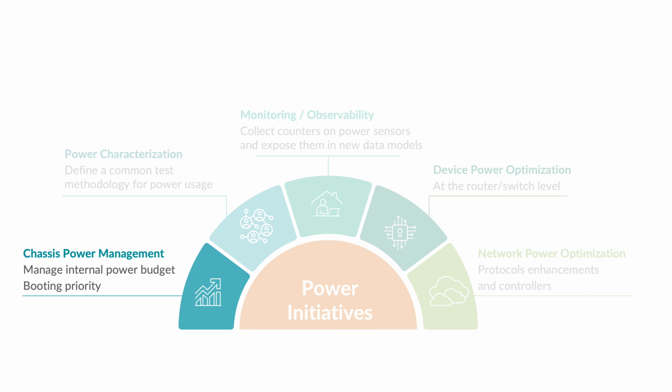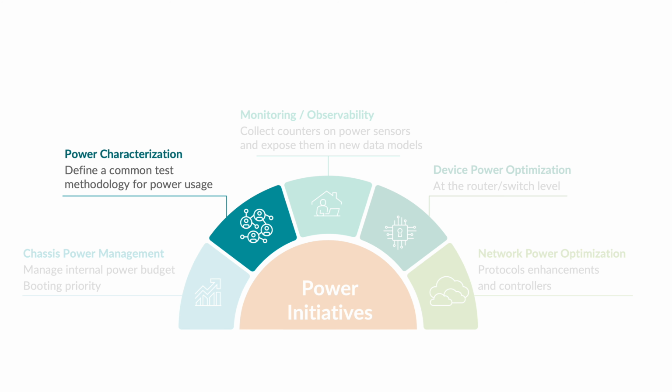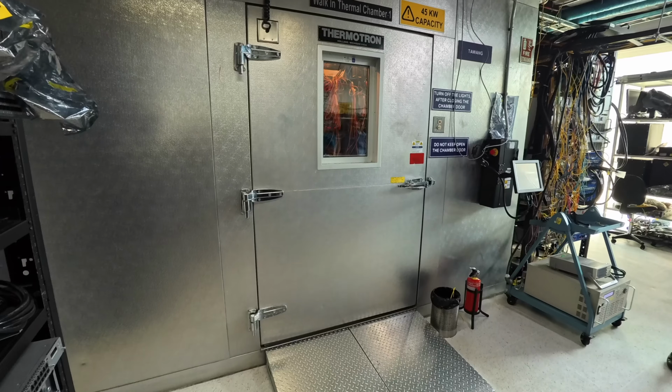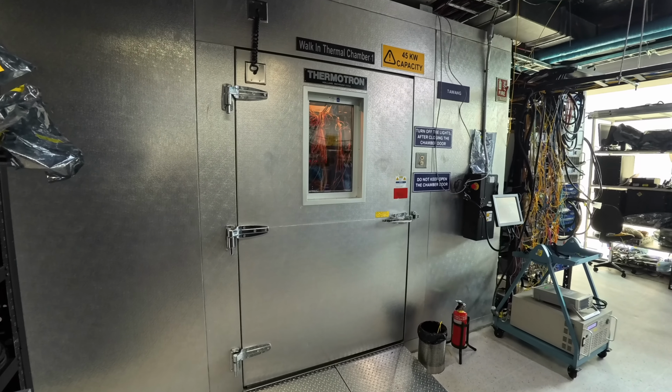To name a few, I'll start with the chassis power management. That's how we manage the energy budget in a modular system. Based on this budget, we can decide if we have enough to boot up a line card and what should be the order of priority. There is also the Power Characterization Initiative, consisting in defining a common and consistent test methodology to measure energy across all the products in our portfolio.